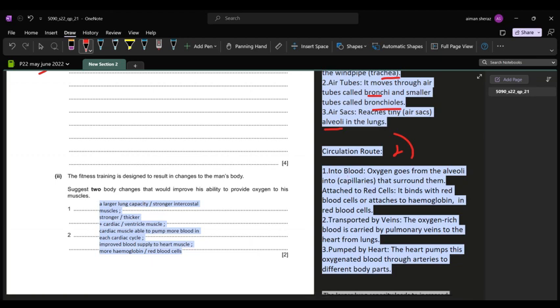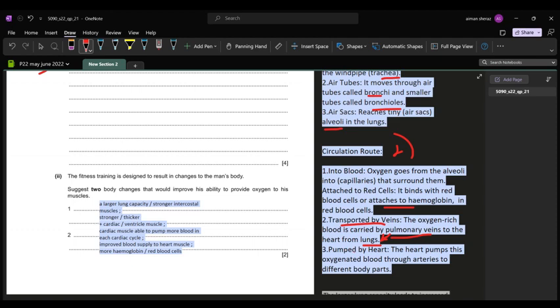So oxygen goes from the alveoli by diffusion from the capillaries that surround them into the blood. There it gets attached to the red blood cells or the hemoglobin inside them, and then it is transported by veins. The oxygen rich blood is carried by the pulmonary vein to the heart from lungs. So whenever there is the word pulmonary, always remember it means something is linked with the lungs.